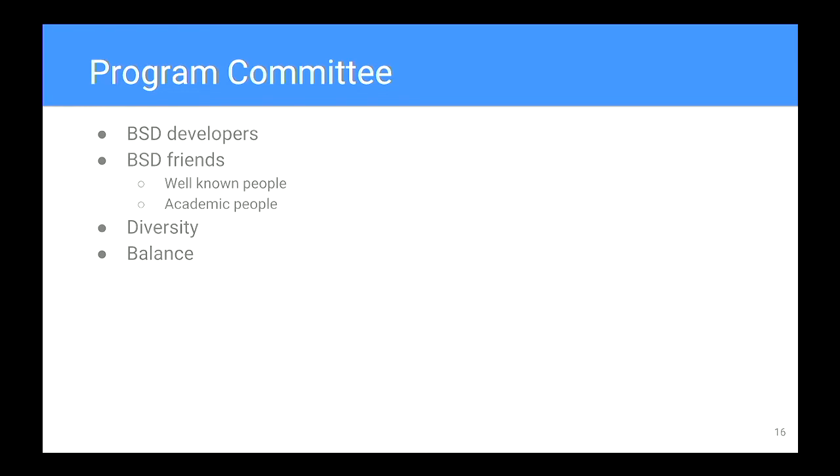Right. And besides those staff, we need to have a program committee to make a program schedule. For the composition of the program committee, I suggest having BSD developers, because this is a BSD conference, and those developers should know BSD technology best. And also BSD friends. There are so many people who are probably not a current BSD developer, or have not even been a BSD developer before, but they are very friendly to FreeBSD, and their knowledge is very good. Just invite them to join.